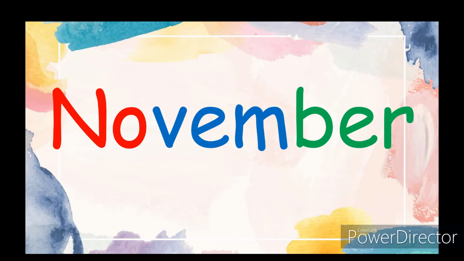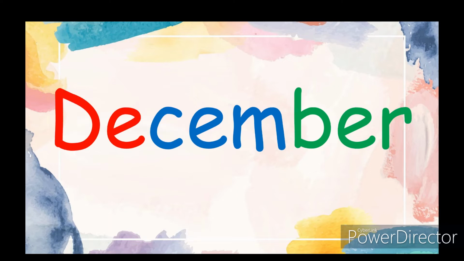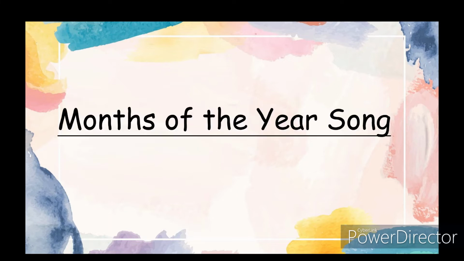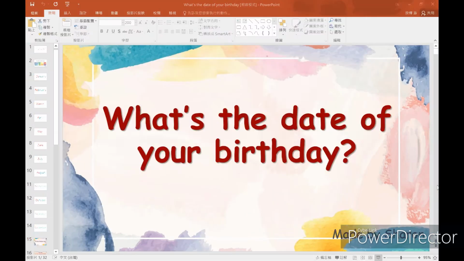And the next one, N-O, no, V-E-M, vem, B-E-R, ber, November. November. Okay, here comes the last one. December. D-E, de, C-E-M, cem, B-E-R, ber. Put it together: December. December. Okay, and now let's listen to the Months of the Year song and practice it together.